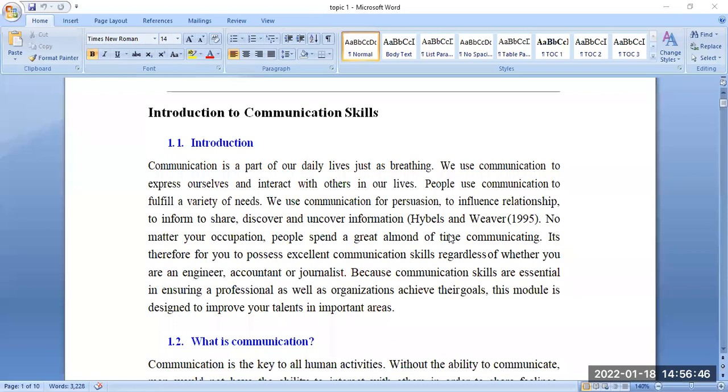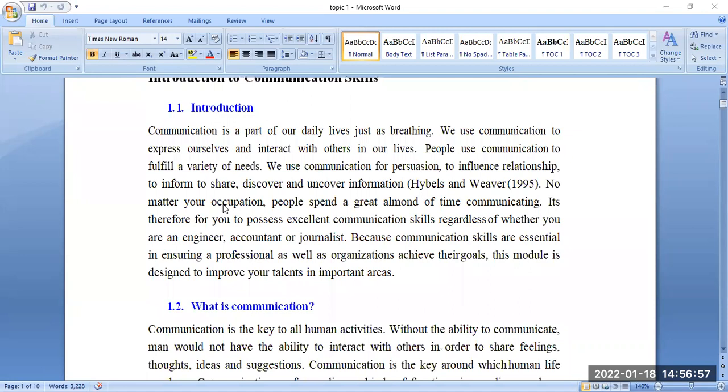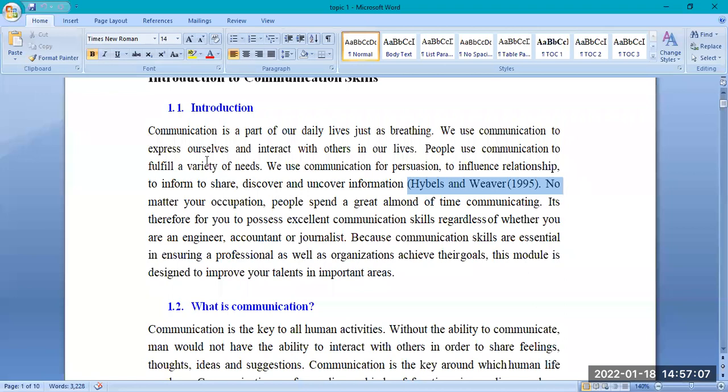So we also use communication to inform. We use communication to inform, to share, to discover, and also uncover information according to this guy known as Hybels and Weaver. No matter your occupation, no matter what kind of a job that you do, whether you are an engineer, whether you are a doctor, whether you are an aeronautical engineer, whether you are a farmer, no matter what kind of a job you do, communication must be there. So people spend a great amount of time communicating.